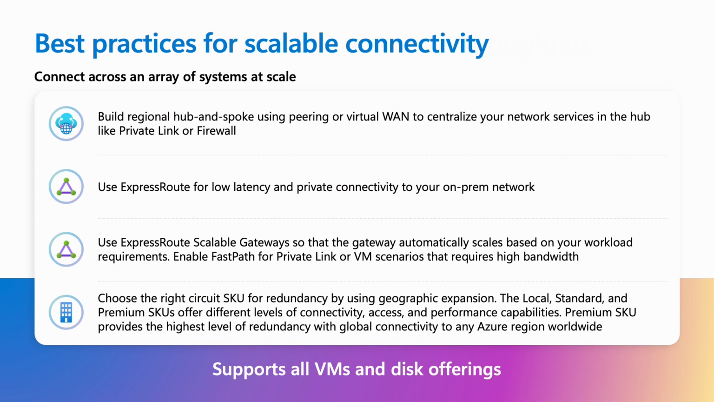That will give you high performance access to storage and to other services, or even higher bandwidth to VMs over ExpressRoute. Finally, one of the critical things when thinking of ExpressRoute is picking the right SKU to meet your scale needs. We have the local, standard, and premium SKUs, and they give you different reachability and different bandwidths. So depending on your requirements, you can choose which SKU fits you and plan for your network scale.